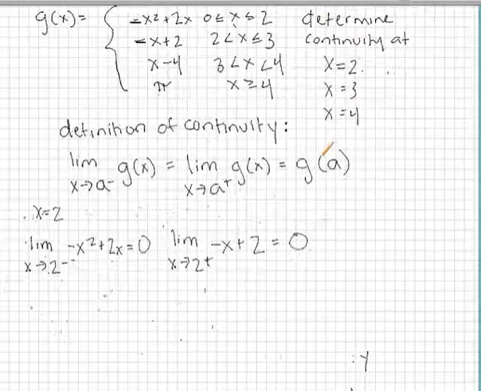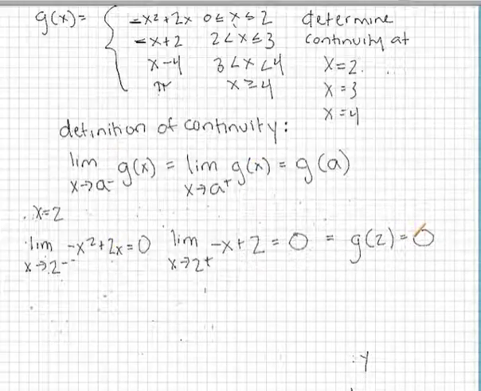Now let's go ahead and evaluate the function at 2. So if I look at the place where g of x can equal 2, this is actually the first function again. So if we plug 2 back into the first piece of this function, we'll end up with 0 again. So all of these are equal at x equals 2, which means the function is continuous at x equals 2, so it's continuous at the number.